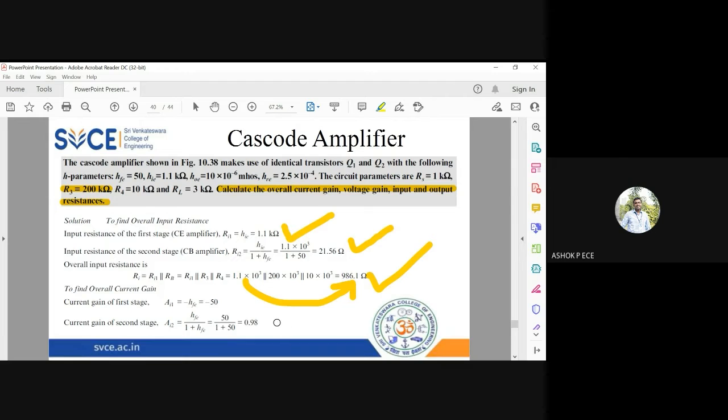Please understand that. Now current gain. For common emitter amplifier, the current gain is beta. Beta is 50. So it is minus 50. Minus 50 just for phase shift. And for the second stage common base, the current gain is beta by 1 plus beta. It is 0.98. It is the value of alpha.